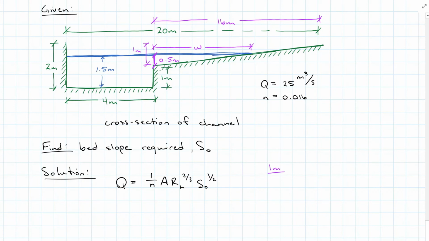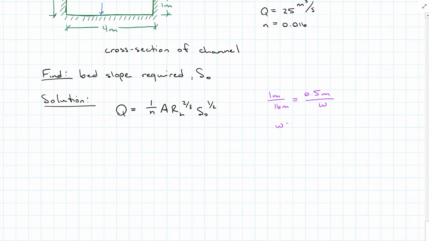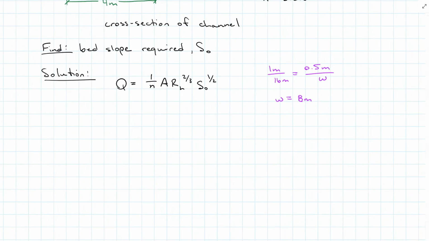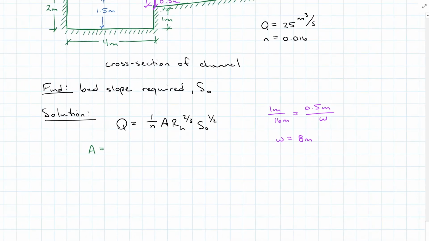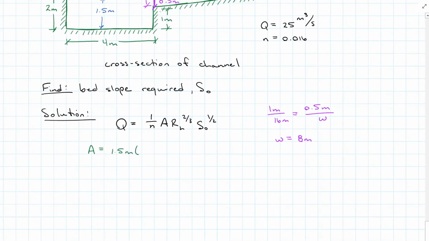1 meter over 16 meters is equal to 1/2 meter over the width. So the width that we are in our angled portion is 8 meters. My area is going to be 1.5 meters times 4 meters plus 1/2 of 8 meters times 1/2 meter. And that gives me an area of 8 meters squared.